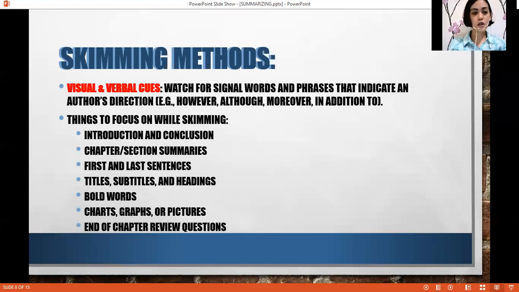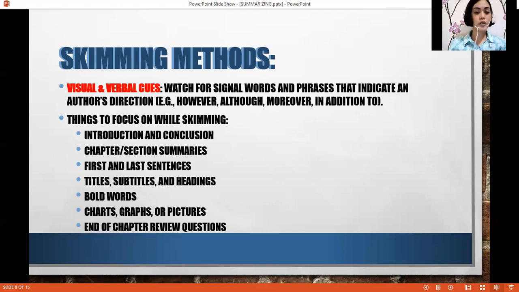Next, things to focus on while skimming. The introduction and the conclusion. This is the beginnings and the endings. Next, chapter or section summaries, first and last sentences, titles, subtitles, and headings. Headings are somewhat the title, but it is the title for that chapter, so that's the heading.